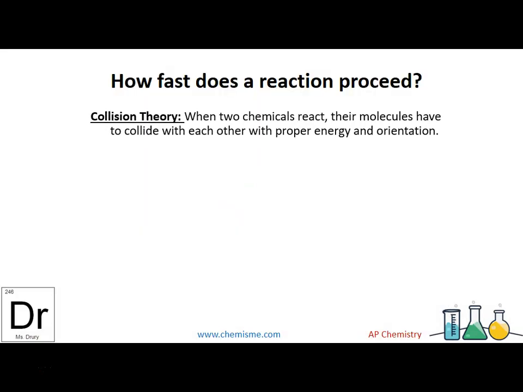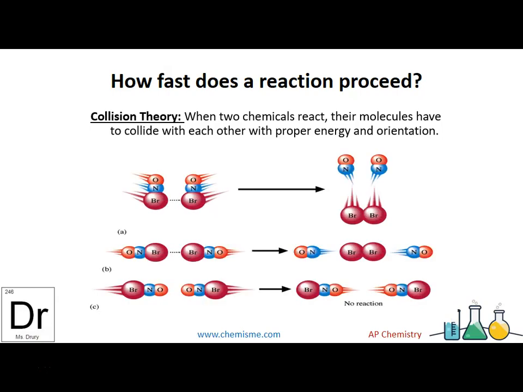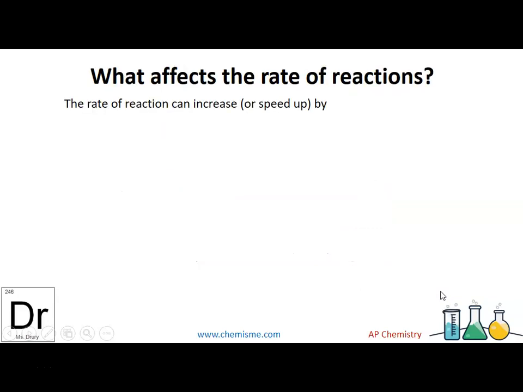Collision theory states that when two chemicals react, they have to actually collide with the proper energy and orientation. In the picture that we've seen before and last year, if they collide where bromines actually collide, the bromines may now react and form diatomic bromine, where N and O will separate. And again, in B, the bromines reacted and formed diatomic bromine. But in the last equation, C, the O's are what collided and it just bounced off. So there was no reaction. So they have to collide in the proper way.